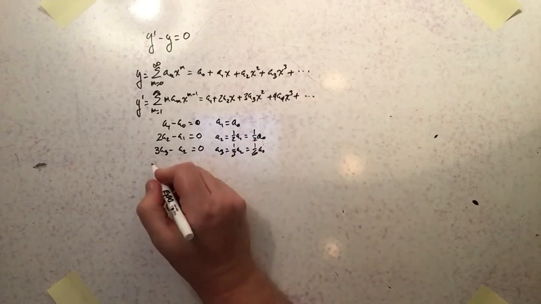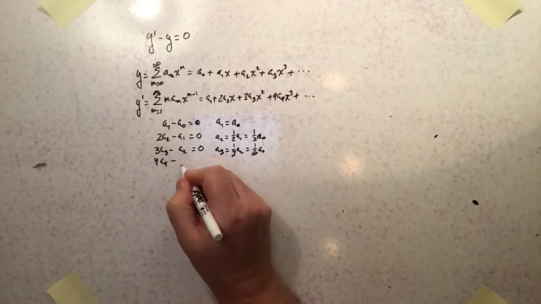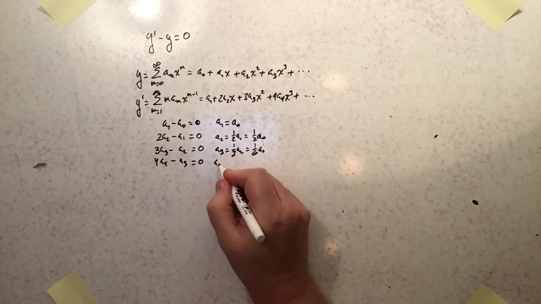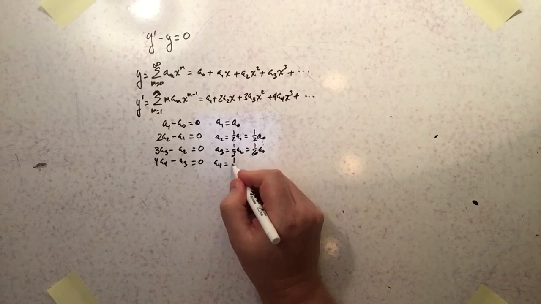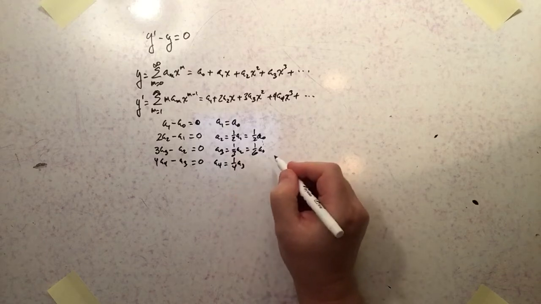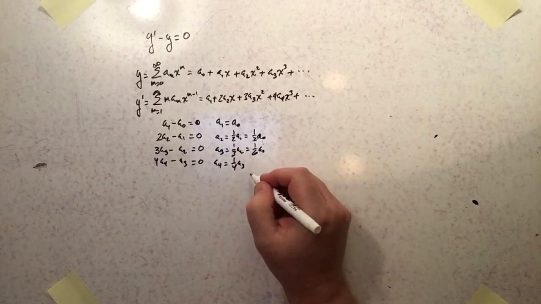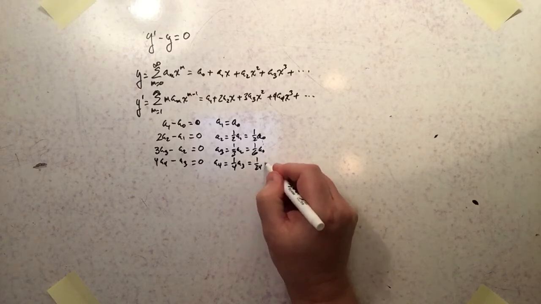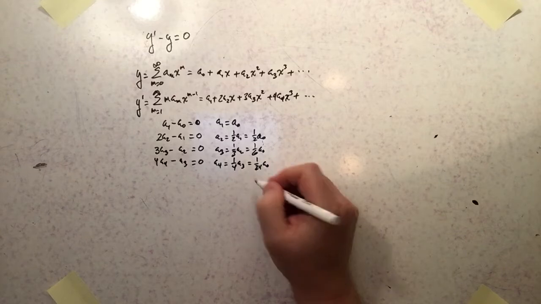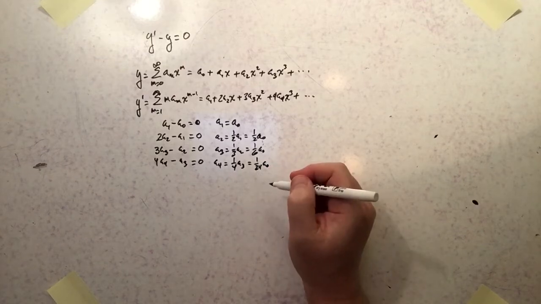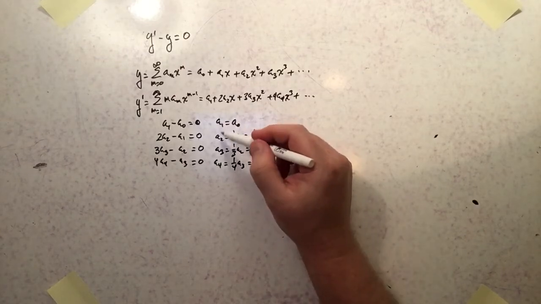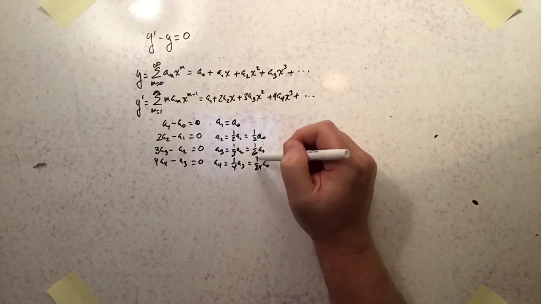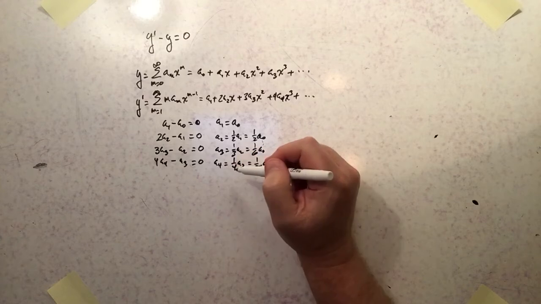Okay, the next term is going to be 4a4 minus a3 equals 0, and that's going to produce a4, which is going to be equal to 1/4 of a3, but a3 was 1/6 of a0, so that means 1/24 of a0. And once again, there's that factorial formula coming out again. That's 4 factorial. So it looks as if every term in this series is in terms of a0 and a factorial of the index.